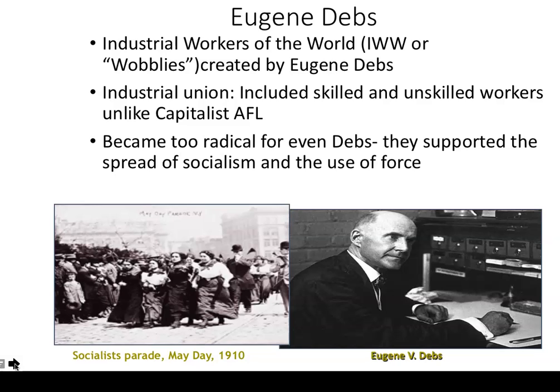When he gets out of jail, he starts thinking about his next move, and he creates a new union called the Wobblies, the Industrial Workers of the World, the IWW. It's made up of skilled and unskilled workers, and it's basically the socialist version of the capitalist American Federation of Labor. It eventually becomes too radical for even Debs because they kind of support the spread of socialism by using violence, by using force.